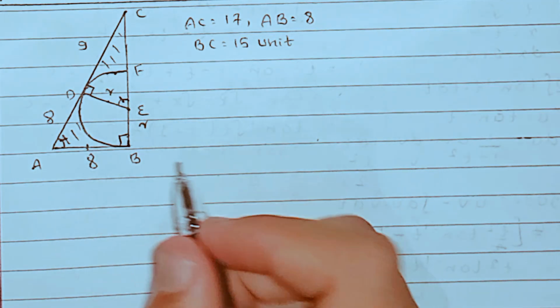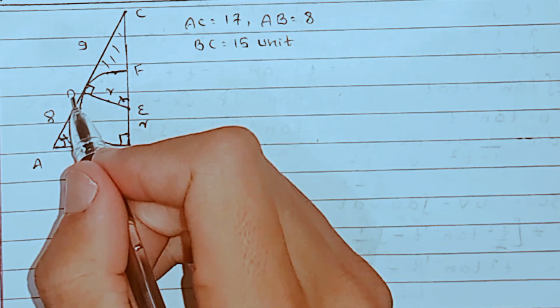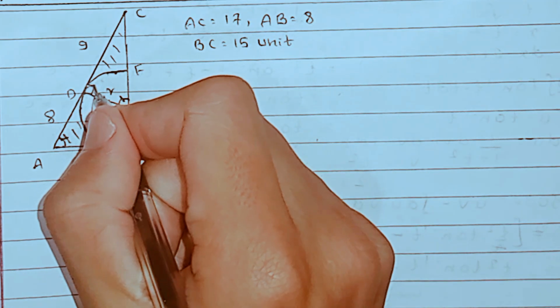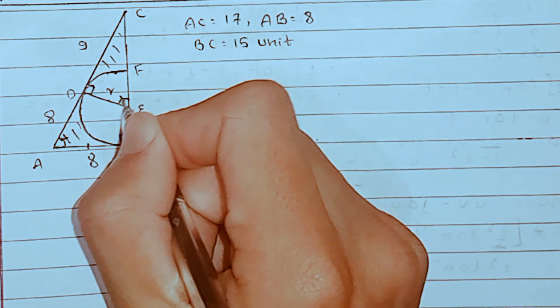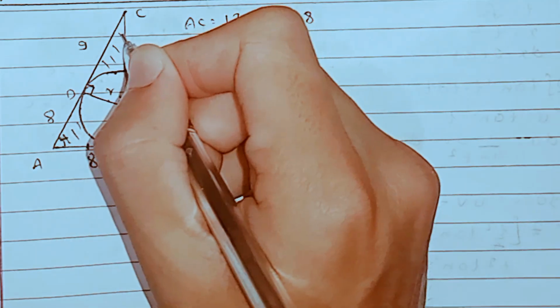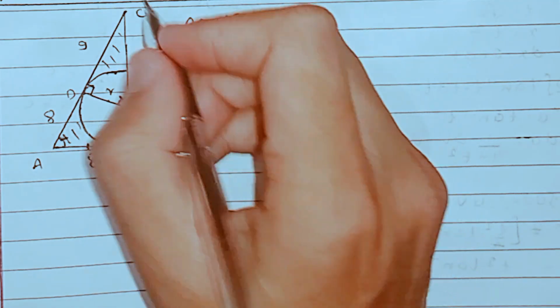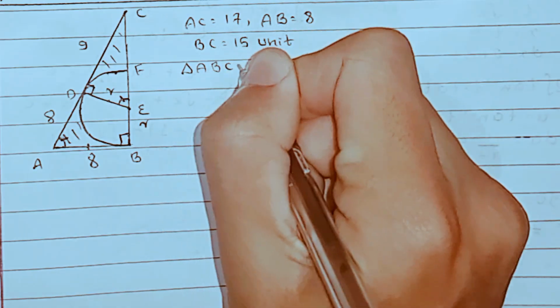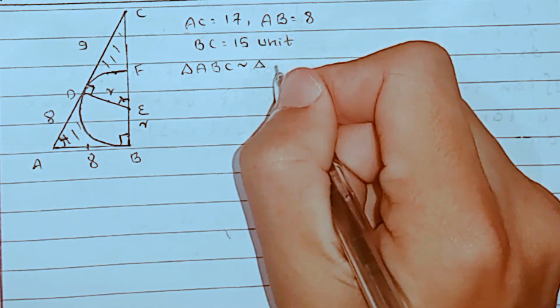Now focus on these two triangles DEC and ABC. Here we have a 90, here we have a 90, here we have one of the angles equal, and the remaining third angle will automatically be equal because it is the common angle. So triangle ABC is similar to triangle DEC.